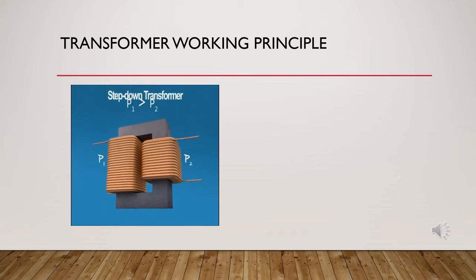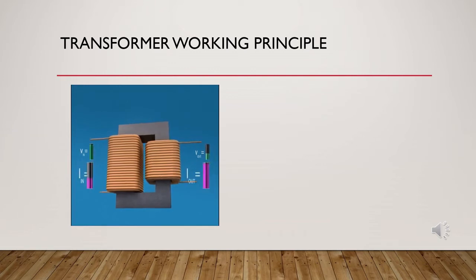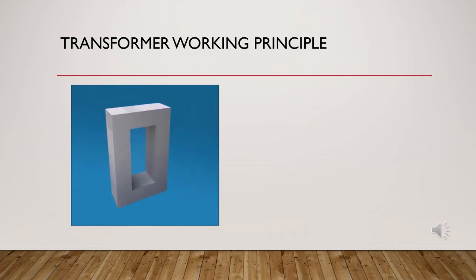Similarly, when the primary coil has more number of turns than the number of turns in the secondary coil, the transformer is called a step-down transformer, and the voltage induced on the secondary side, V out, is less than the applied voltage, V in, on the primary side.